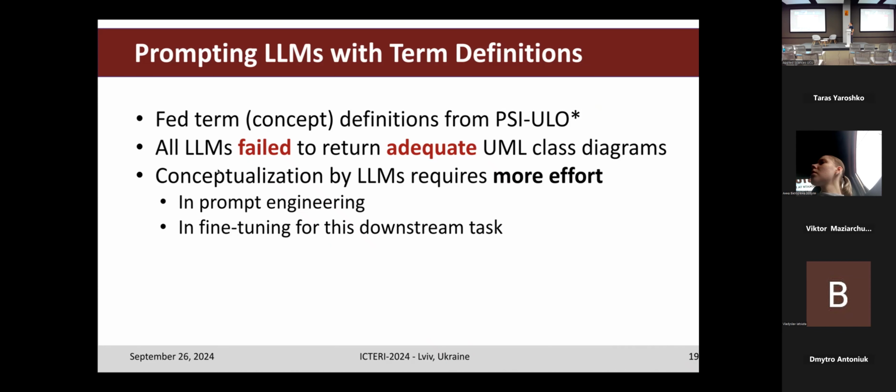So at this point, we can say that all LLMs failed to return adequate UML class diagrams, but actually it's impossible to efficiently evaluate their performance in this area because this was just our first preliminary try. So more research and more effort would be needed to accurately assess their performance using prompt engineering or fine-tuning for the downstream task. So I'm going to conclude by talking about our conclusions and also our plans for future work.